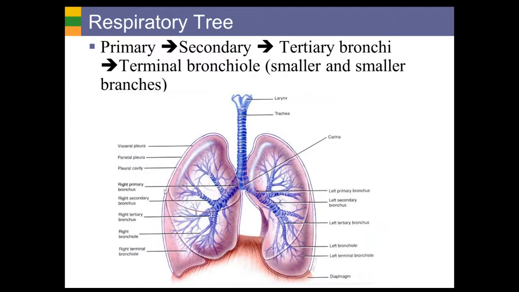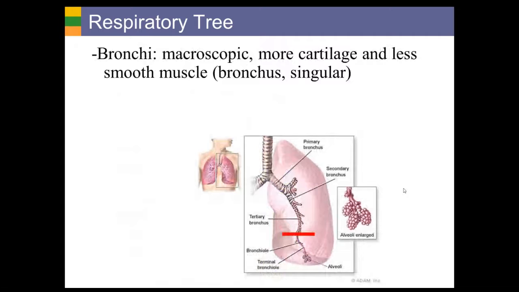Alrighty, so what you're looking at here is a respiratory tree, and it's called such because it sort of looks like an upside down tree. You have the trachea, which then subdivides into a primary bronchus, which then divides into secondary bronchi, and then finally tertiary bronchi. Then those tertiary bronchi subdivide to even smaller branches called terminal bronchioles. This little line here sort of represents the division between the bronchi and the bronchioles.